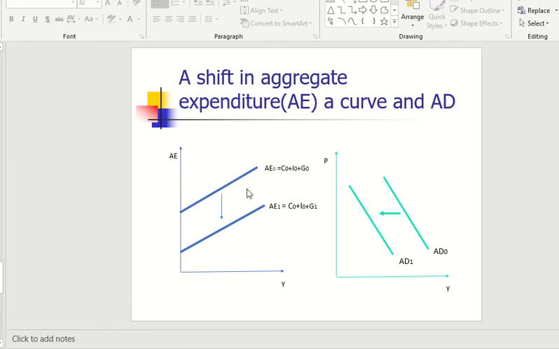So obviously this is going to lower the aggregate expenditure. Okay, so we now have a lower government spending. We go from G0 to G1, which is a lower government spending in this case. So we have a downward shift of the aggregate expenditure function. Accordingly, because government spending is a component of aggregate demand, we're going to have a leftward shift of the aggregate demand curve. So that's a decrease in aggregate demand.